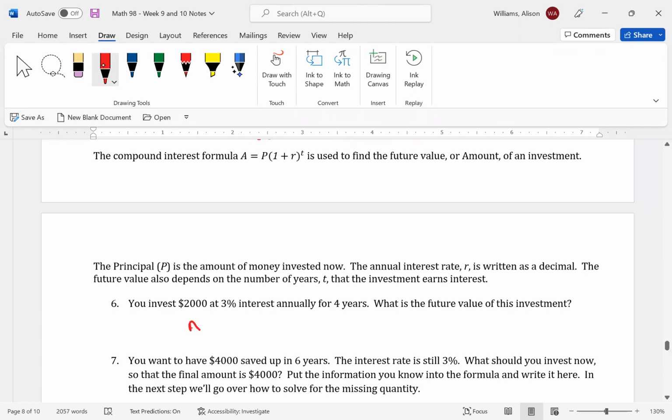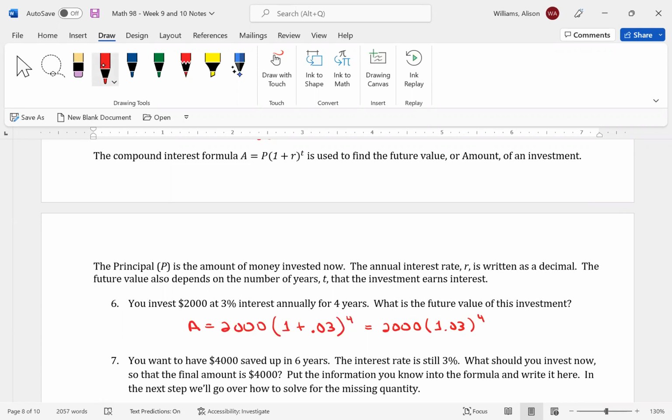So I'm taking 2,000, plugging it in for P, times 1 plus R, the interest rate, which we need to write as a decimal. So that's 0.03. And then T is 4, and it's an exponent, so I need to put it as a power. So 1 plus 0.03 is 1.03 to the fourth. I need to figure out what 1.03 to the fourth is.